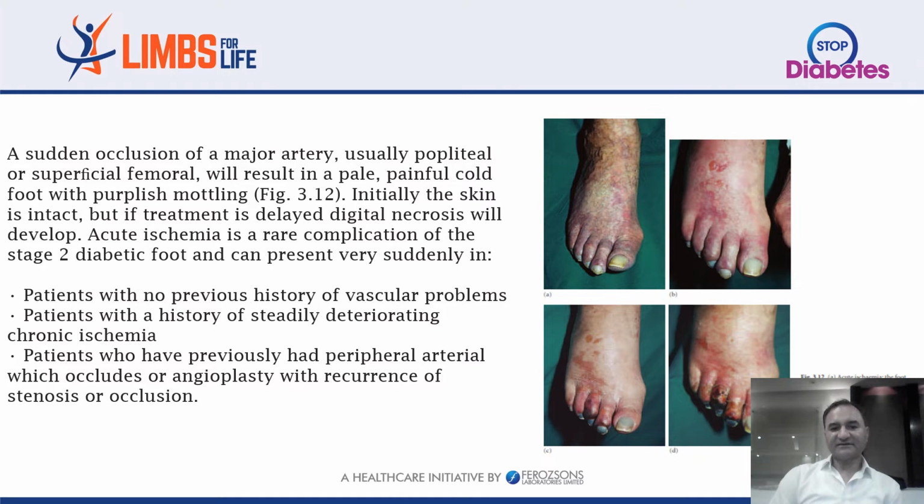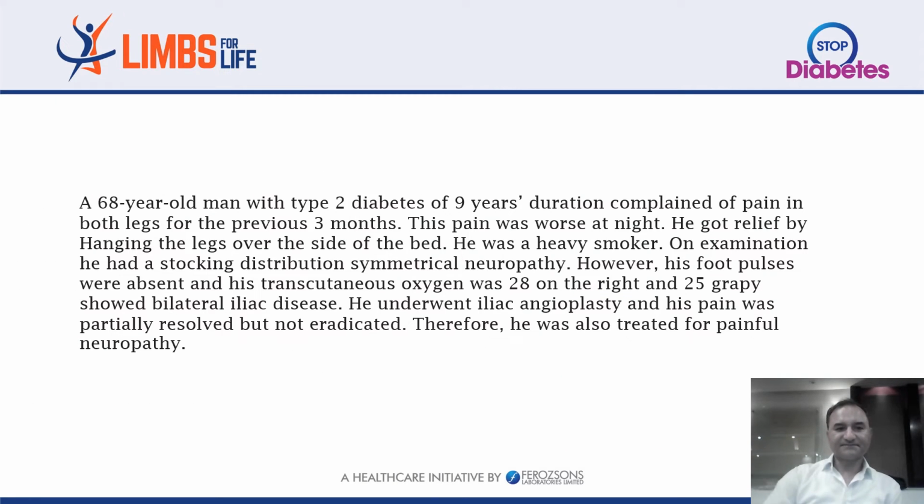Acute ischemia is a rare complication of the stage 2 diabetic foot and can present very suddenly in patients with no previous history of vascular problems, patients with a history of steadily deteriorating chronic ischemia, patients who have previously had peripheral arterial disease, which occludes, or angioplasty with recurrence of stenosis or occlusion.